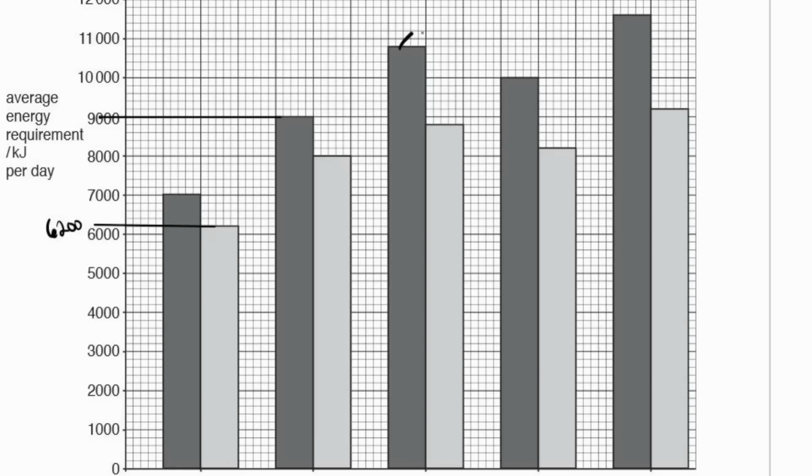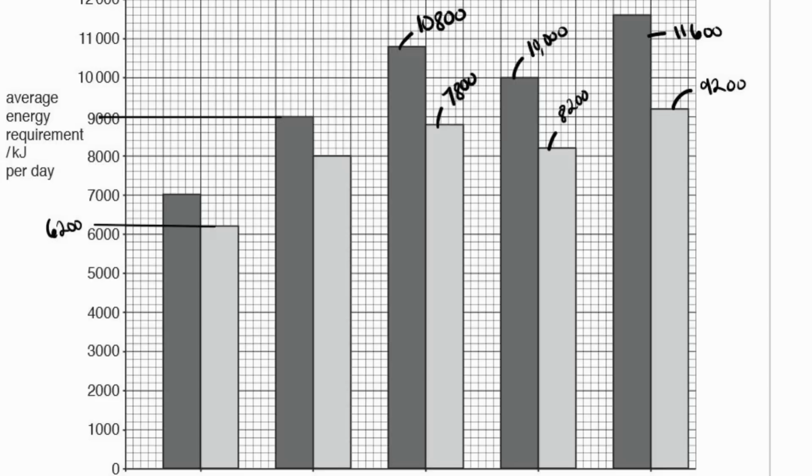All right, so if we look at their numbers, the 17-year-old male is 10,800 kilojoules, and the 17-year-old female is 7,800 kilojoules. The inactive male adult is 10,000 kilojoules, and the inactive female adult is 8,200 kilojoules. And the active male adult is 11,600 kilojoules, and the active female adult is 9,200 kilojoules.